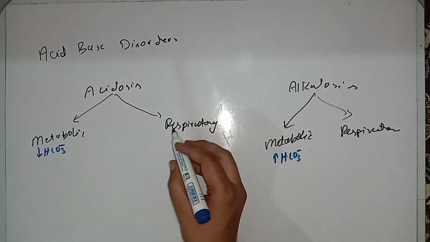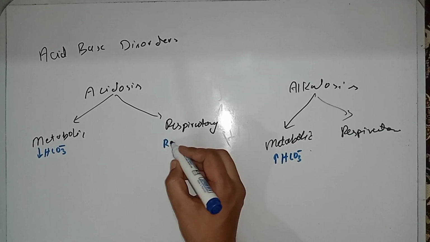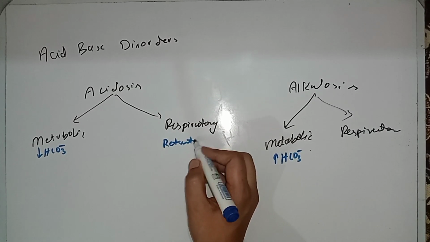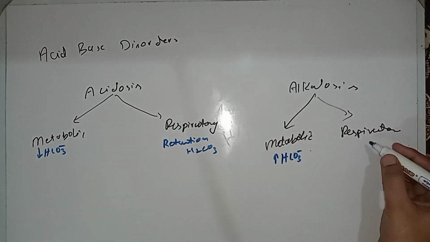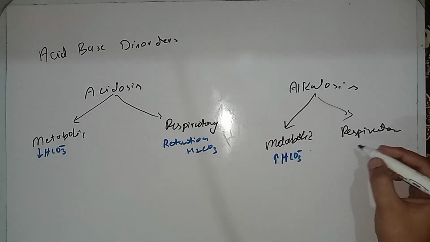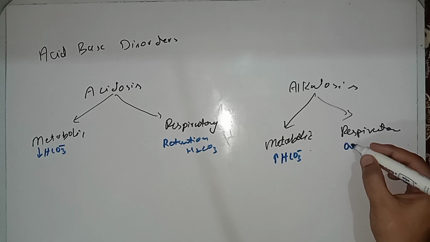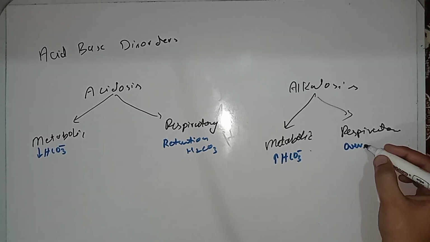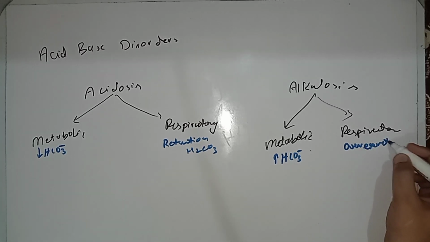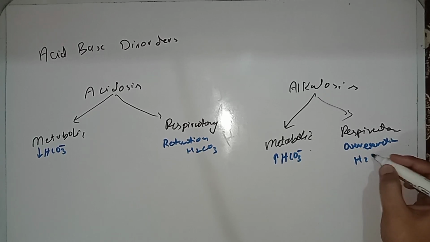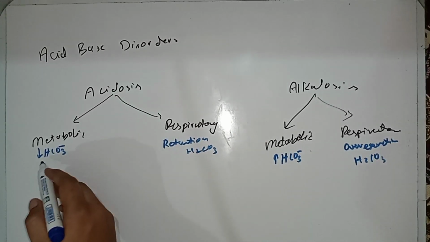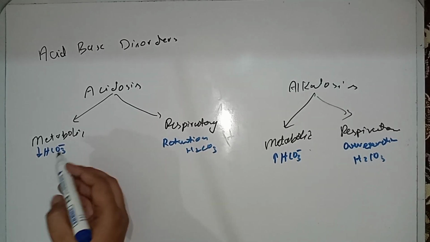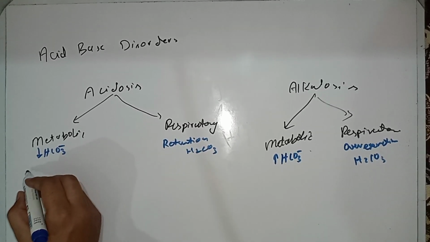While respiratory acidosis is due to retention of carbonic acid or H2CO3, respiratory alkalosis is due to excretion of carbonic acid, H2CO3. So this decrease in bicarbonate ion can be due to production of body acid or metabolic acid.